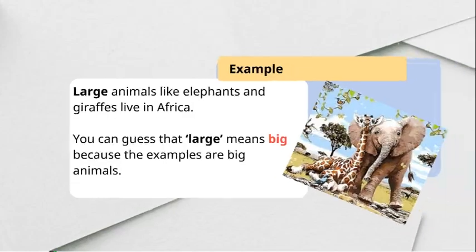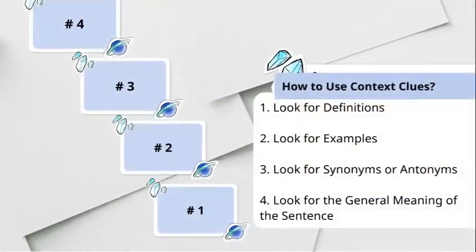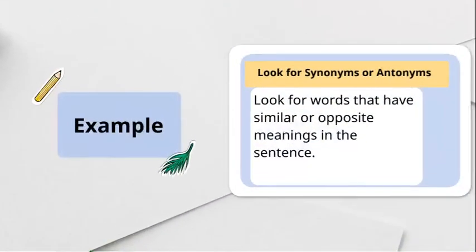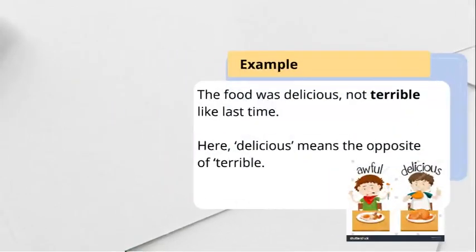Now, another way is to look for synonyms or antonyms. Synonyms means similar words, and antonyms means opposites. So look for the words that have similar or opposite meaning in the sentence. Let's see an example here.